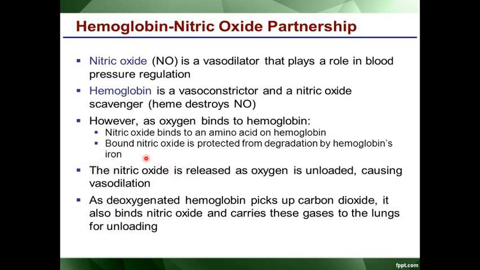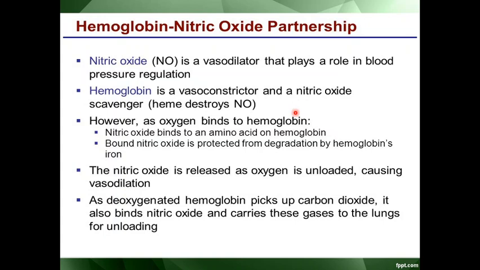This shows there is a partnership between nitric oxide and oxygen, because as the nitric oxide is released, oxygen is unloaded. Nitric oxide causes vasodilation and it assists the oxygen in the tissues. As deoxygenated hemoglobin picks up carbon dioxide, it also binds nitric oxide and carries these gases to the lungs for unloading. Very important function of nitric oxide.